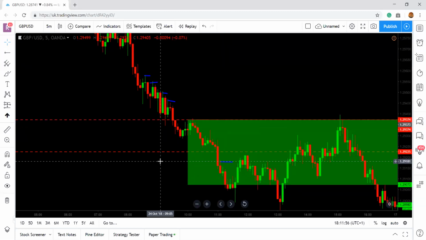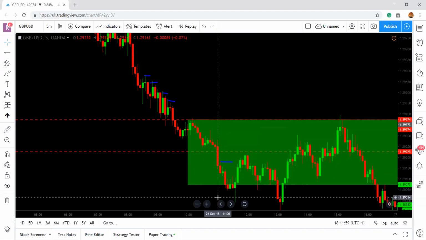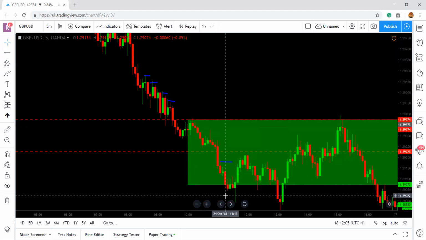As you can see, price did come back and literally took me out by the wick. So as opposed to closing 7.5% on this trade where take profit was taken 10 minutes later, or my target was hit 10 minutes later, I got wicked out.